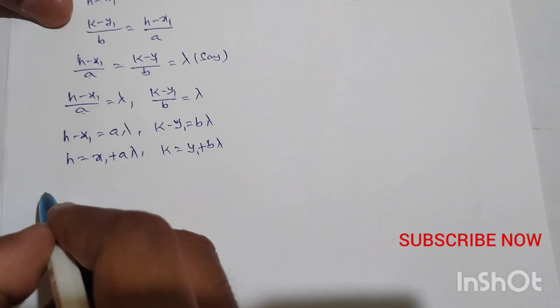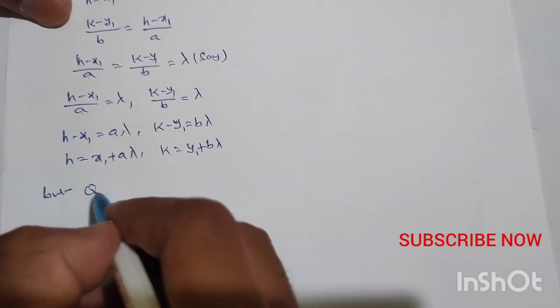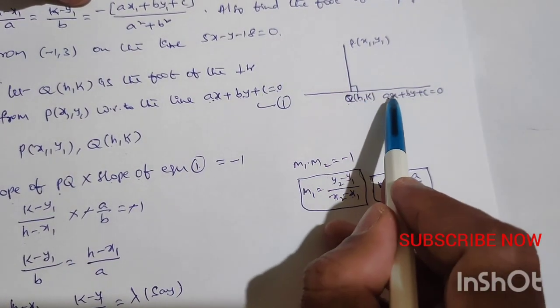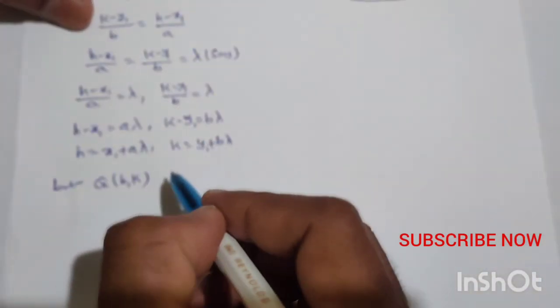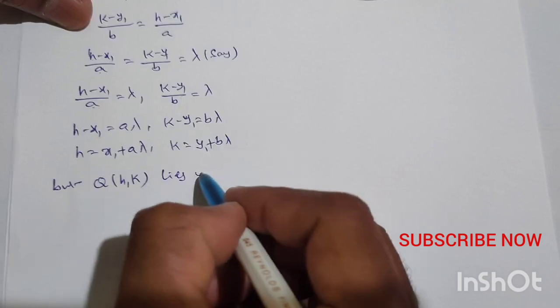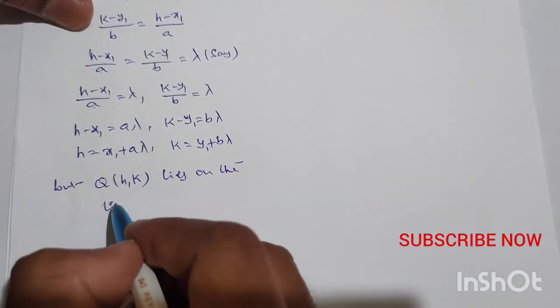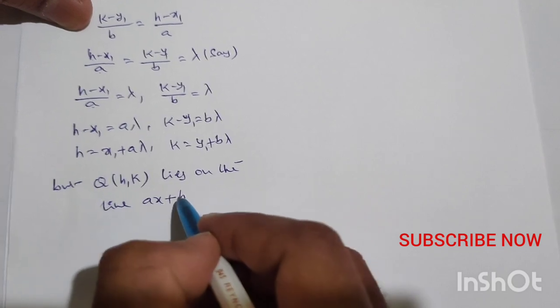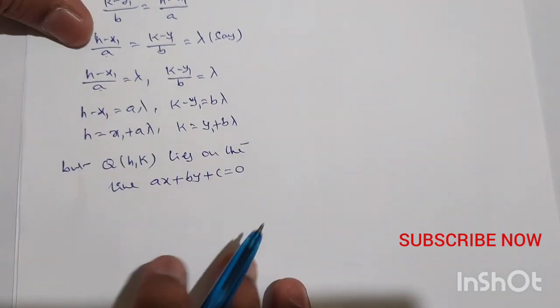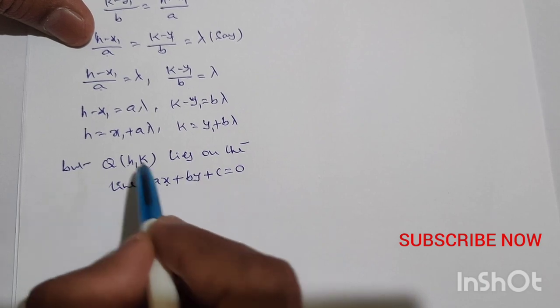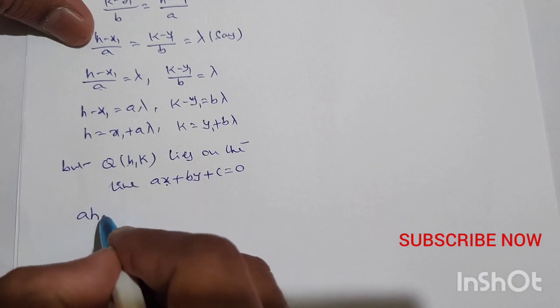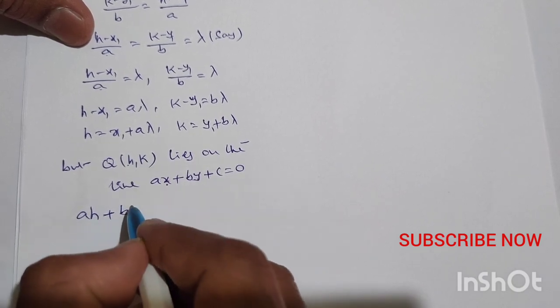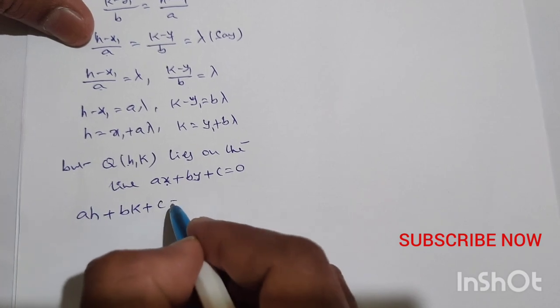So, Q of h comma k lies on the line ax plus by plus c equals 0. Now substitute h equals x and y equals k: a into h plus b into k plus c equals 0.